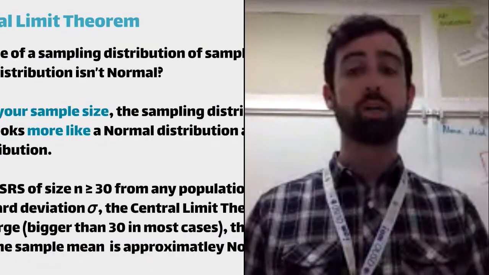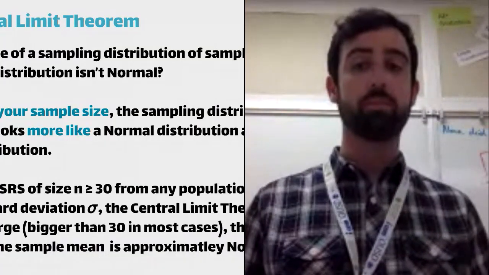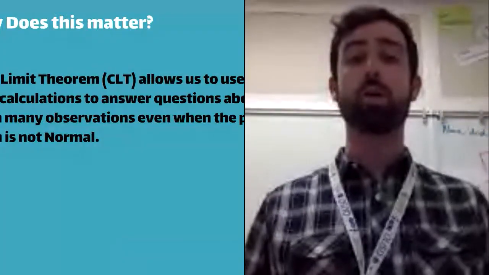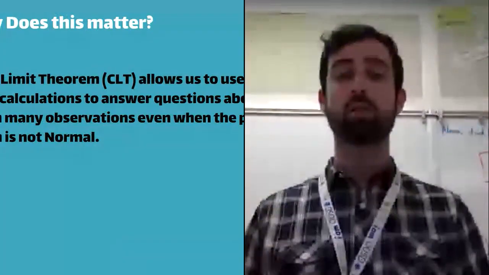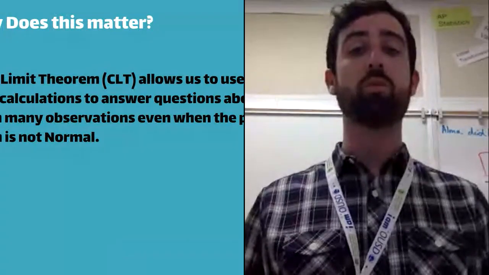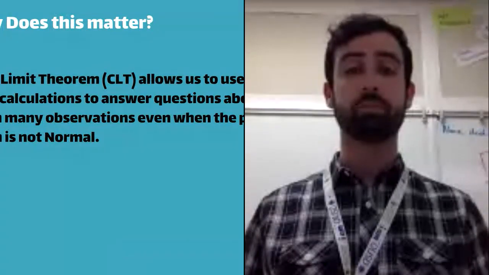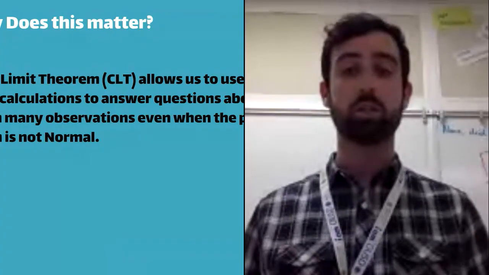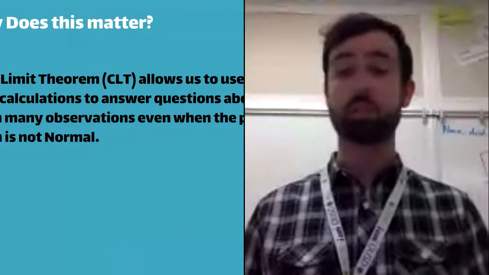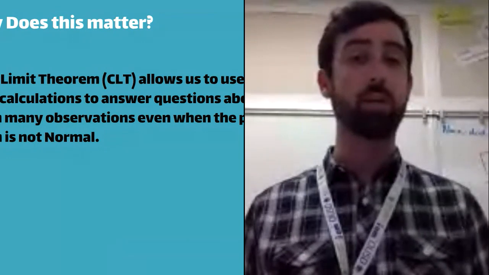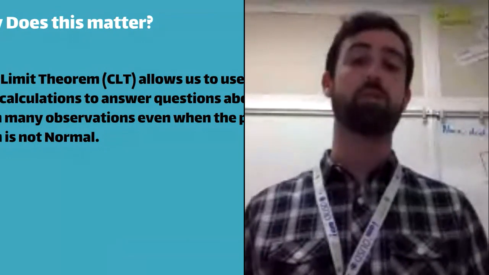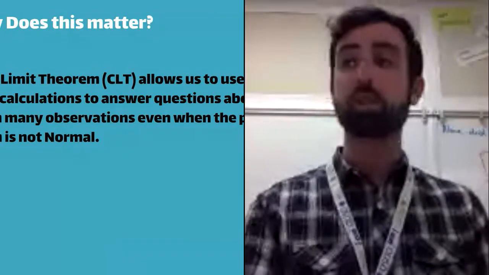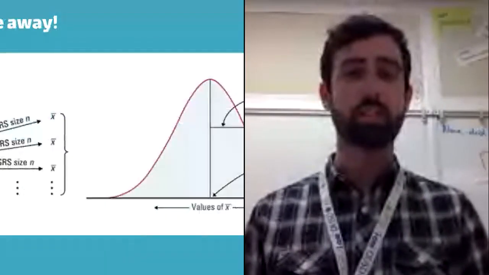Why does that matter? Well, the central limit theorem allows us to use normal probability calculations to answer questions about sample means from many observations, even when the population is not normal. So once again, it allows us to use the normal curve and the normal calculations to answer questions about sample means. And the 2007 problem that I'm going to do with you all will help illustrate that point. Here's a quick summary before we dive into some practice.